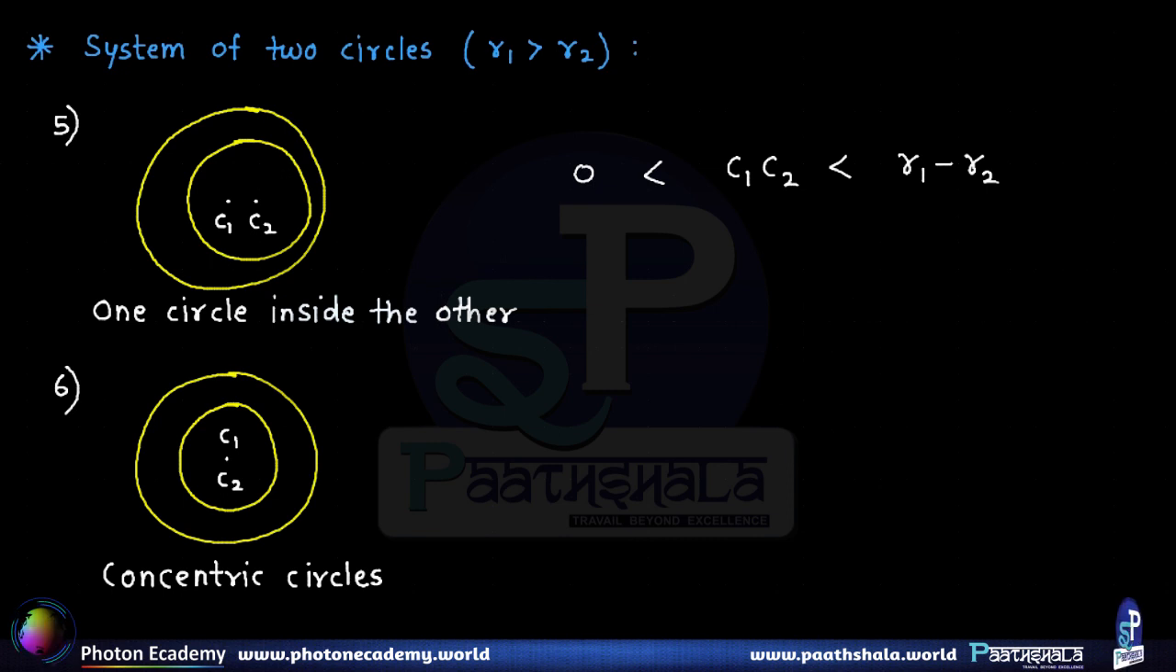And finally when both the circles are concentric, that is their centers are the same, then it would mean that c1c2 is nothing but 0, because they are one and the same point.